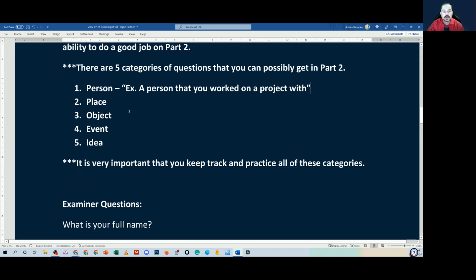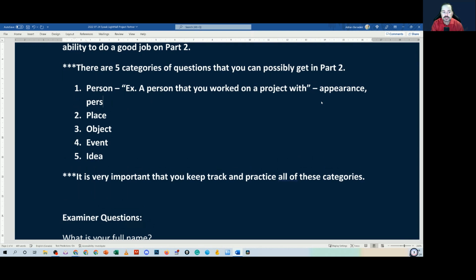So today's topic is around a person. When you talk about a person, you want to make sure that you describe their appearance. You want to talk about that person's personality or characteristics, and then you want to describe their personality with actions, the actions that they take. We will talk about this more, and you will have a chance to practice this in a little bit as well.